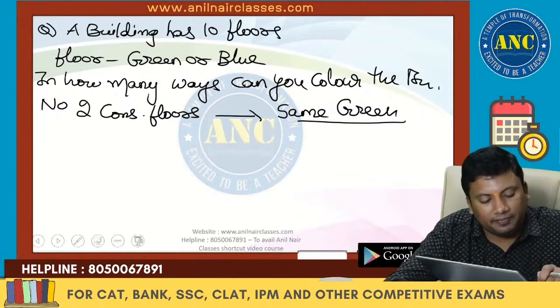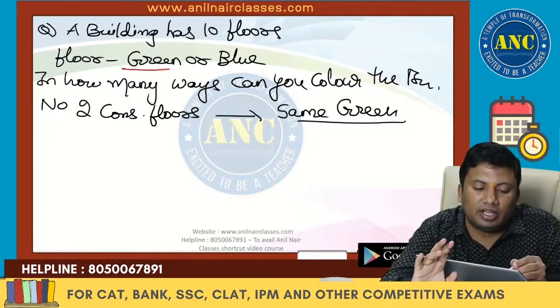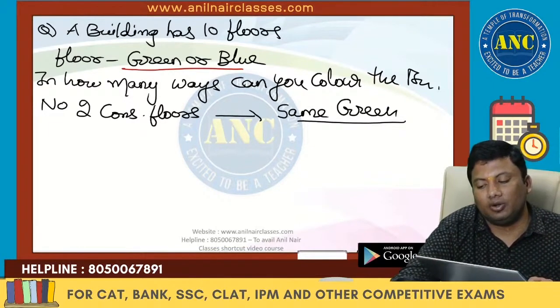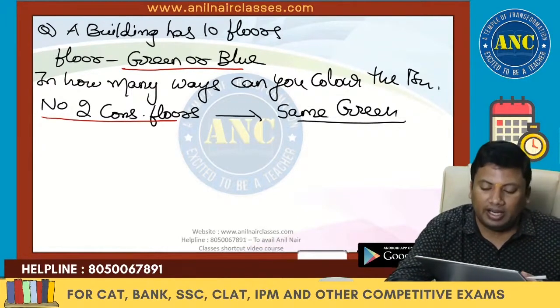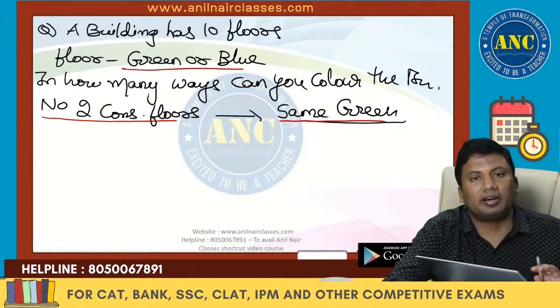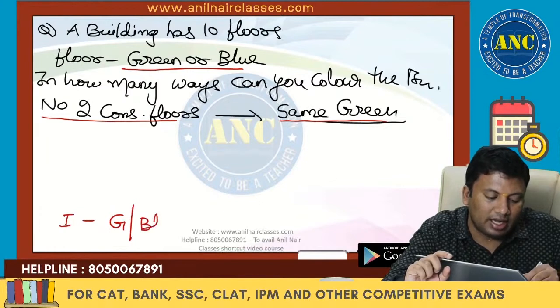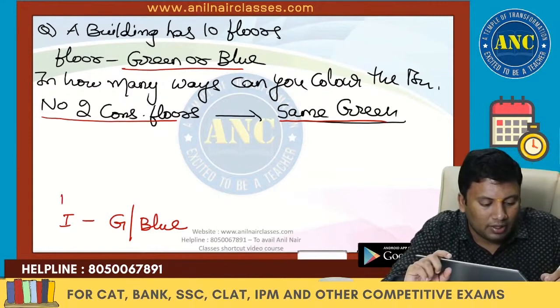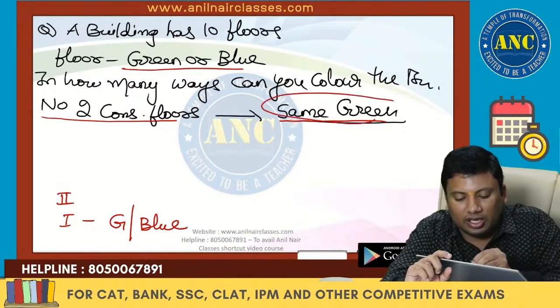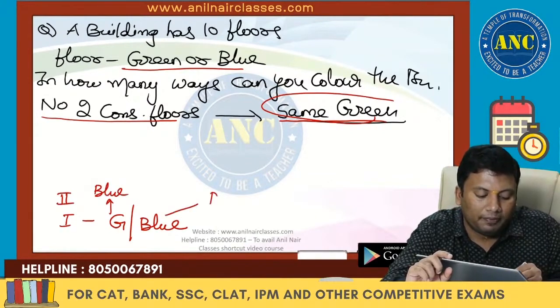A building has 10 floors. Each floor can be colored either green or blue. In how many ways can you color the building such that no two consecutive floors have the same green color? Now see here. The first floor, I can do by using either green or blue. The second floor should not have the same green. So when down is green, top should be blue. When down is blue, this will be blue and this will be green.